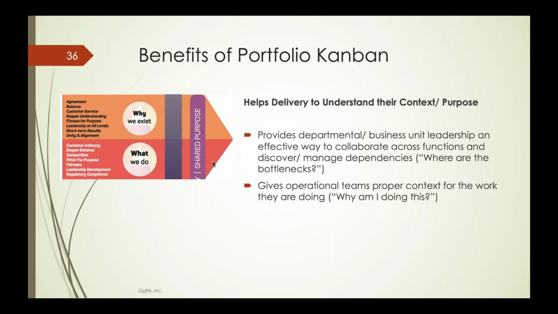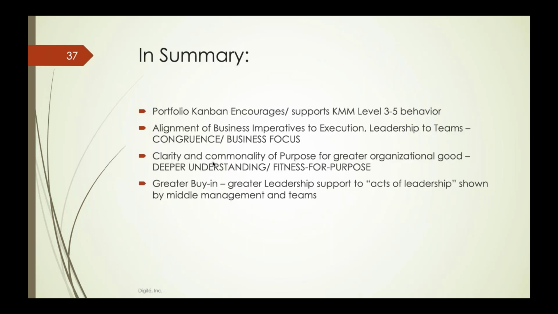So at a summary level, for the leadership, it provides them an engagement model with the rest of the teams and gives them a very clear way to understand what is going on for the goals that they have set for the organization. And for the teams, it gives them the context of why they're doing what they're doing, and also gives them a clearer picture of whether they are doing the most important things at this point. So this is really what Portfolio Kanban helps both the leadership as well as the operational teams with, and therefore gives them a greater buy-in to the overall process.